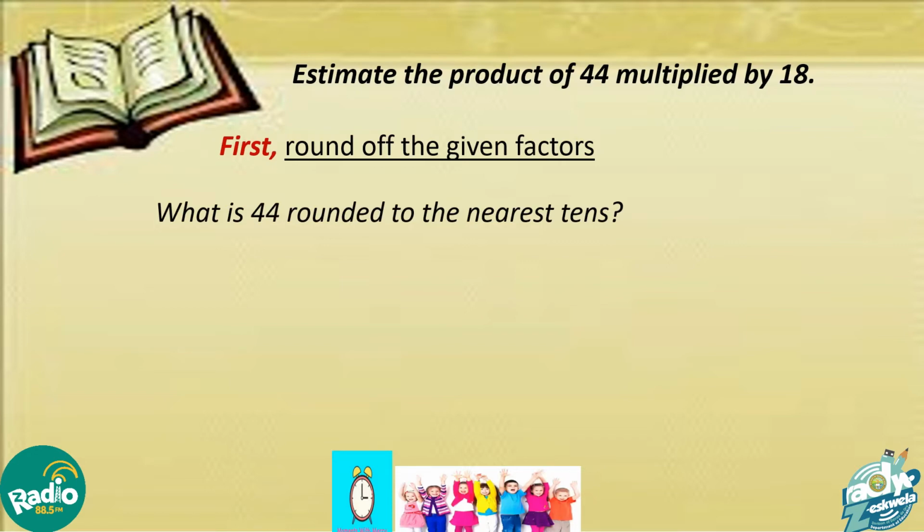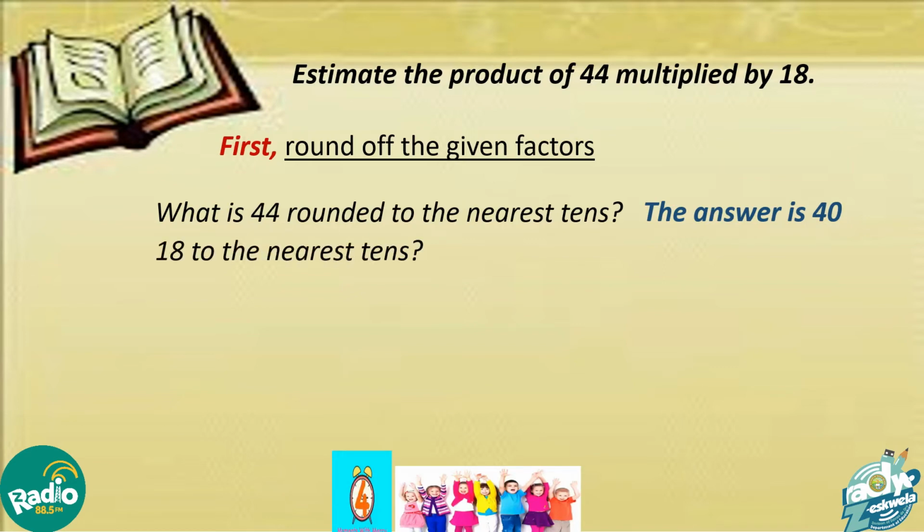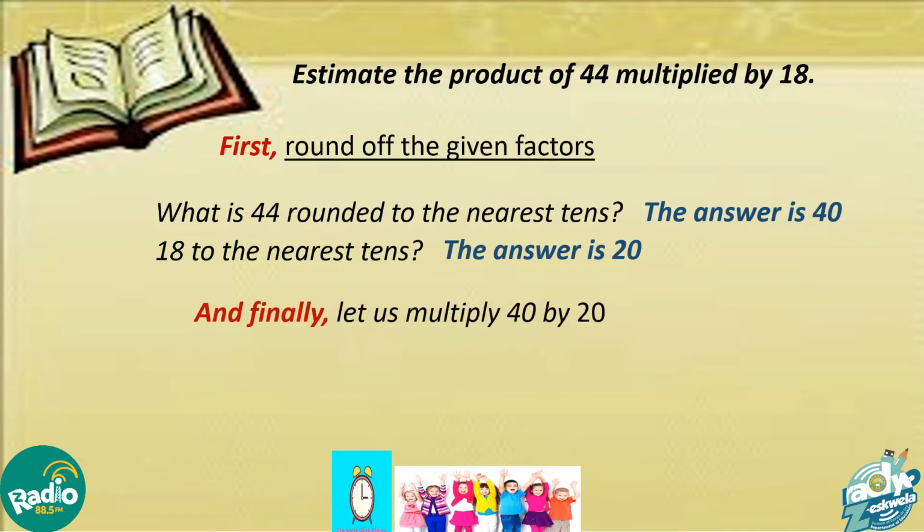What is 44 rounded to the nearest tens? Good! The answer is 40. How about 18 to the nearest tens? You're right! It is 20. And finally, let us multiply 40 by 20. What is your final answer? Very good! The answer is 800.